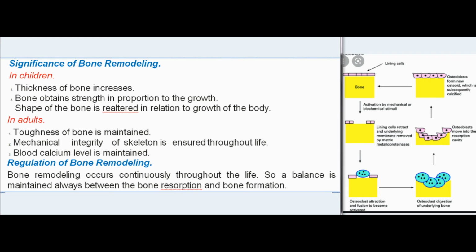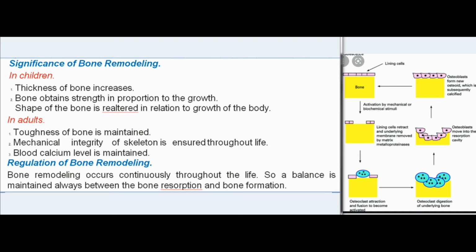Significance of bone remodeling. In children, thickness of bone increases. Bone obtains strength in proportion to the growth. Shape of the bone is retained in relation to growth of the body. In adults, toughness of bone is maintained. Mechanical integrity of skeleton is ensured throughout life. Blood calcium level is maintained.